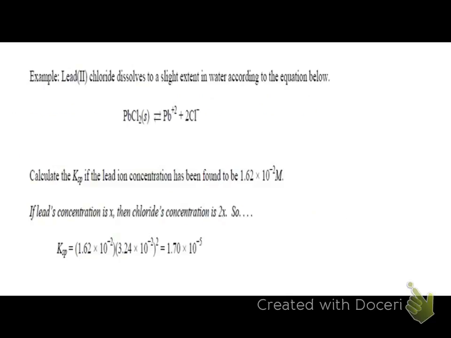Here is an example of lead(II) chloride, which dissolves to a slight extent in water according to this equation. Calculate the Ksp if the lead ion concentration is 1.62 times 10 to the negative 2 molarity. They're not giving you Ksp this time. Because the lead's concentration is this, that means the chloride concentration is twice that, and that's because of this right here.